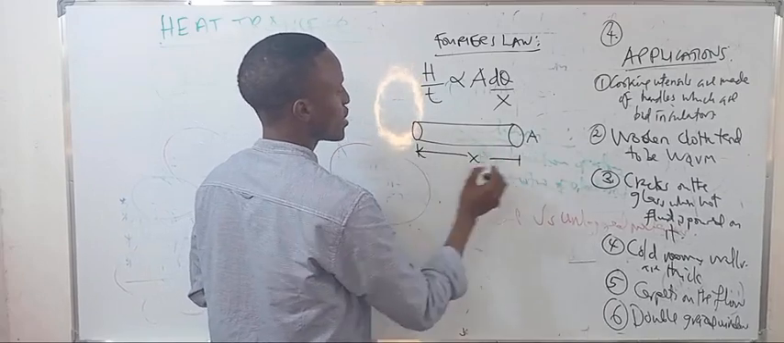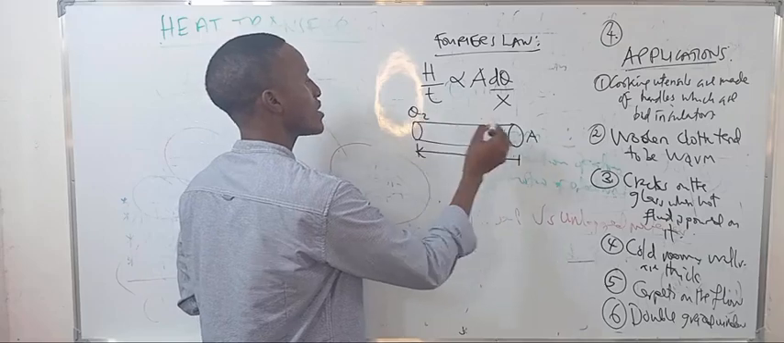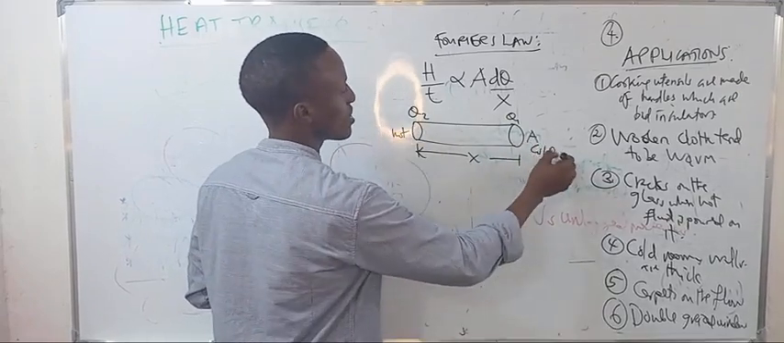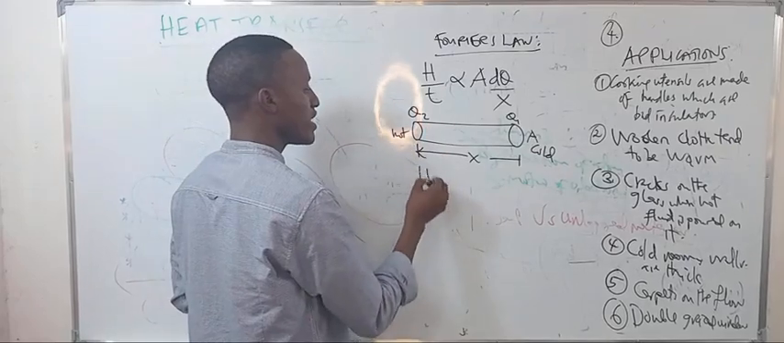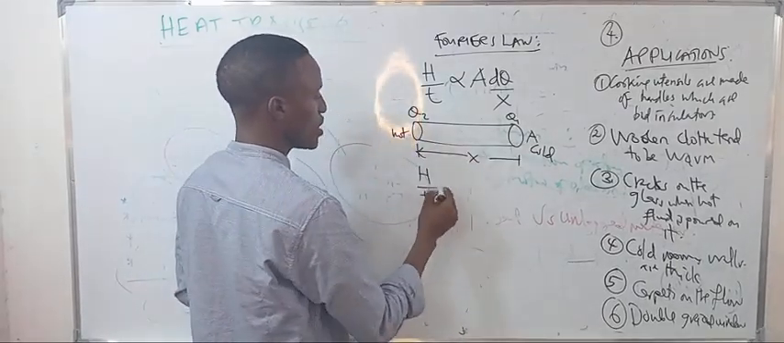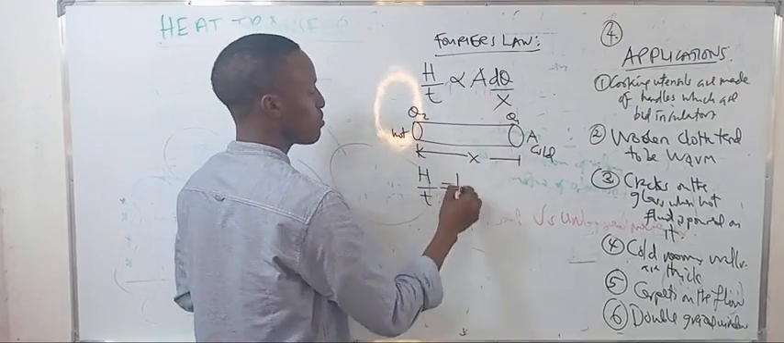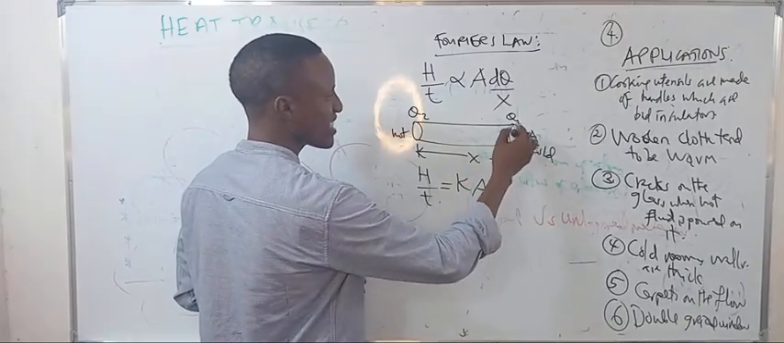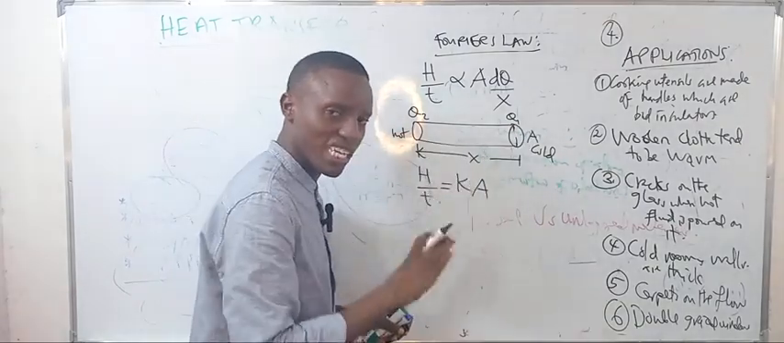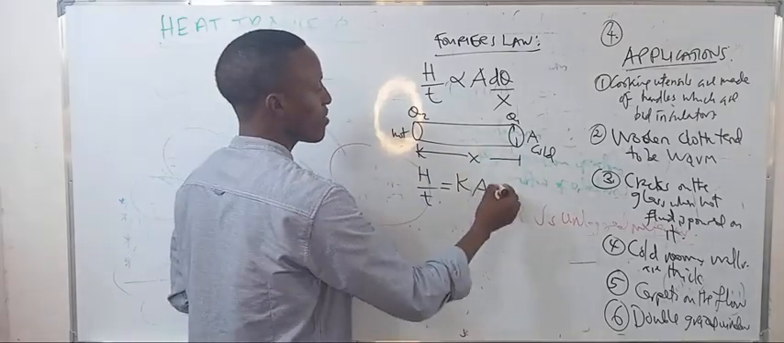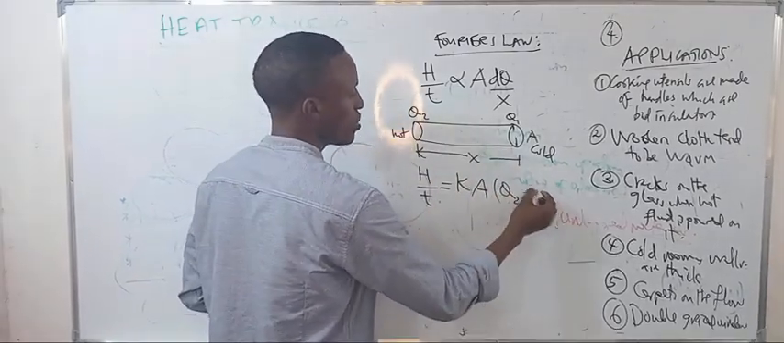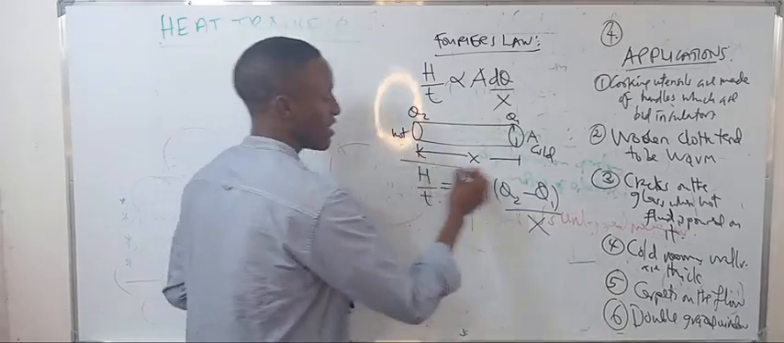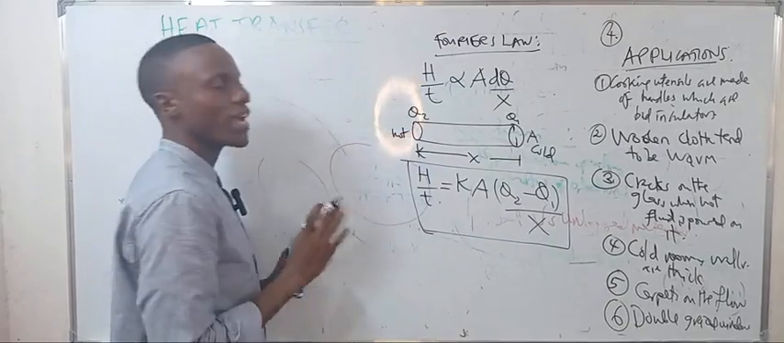X. So this is the hot junction, Q2, and this is Q1, the cold junction. If I measure the rate of heat flow throughout the conductor, and we remove the proportionality, we put the constant K, and then the cross-sectional area A, and then we have theta 2, which is hot, minus theta 1, over x, which is the length. That is what you need to understand before you go anywhere.